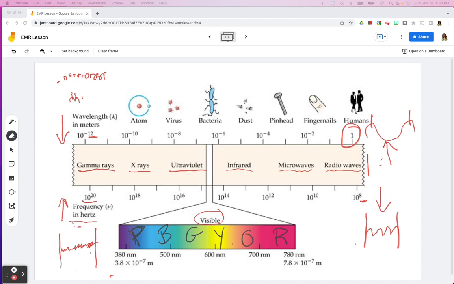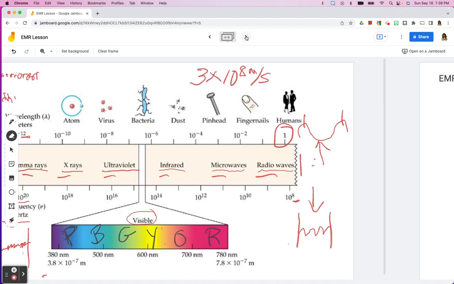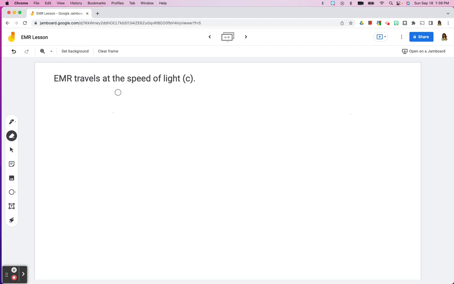And this all makes sense because it deals with the speed of light. All these rays inside the spectrum all travel at 3 times 10 to the 8th meters per second. You ever hear "as fast as the speed of light"? Well, that's where that term comes from. So let's look at some calculations or some equations.